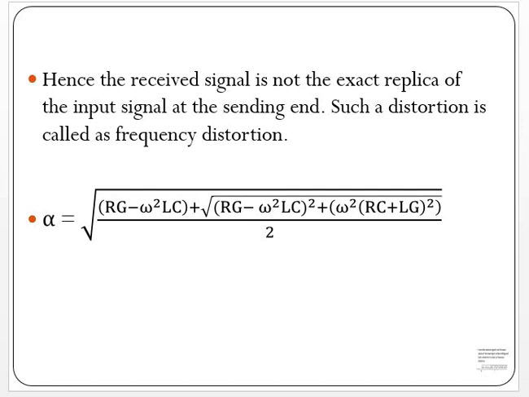So, alpha is equal to the square root of (RG minus omega square LC plus the square root of (RG minus omega square LC) the whole square plus omega square (RC plus LG) the whole square) by 2.